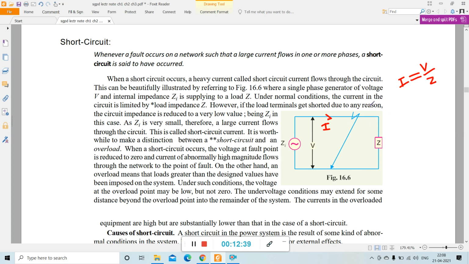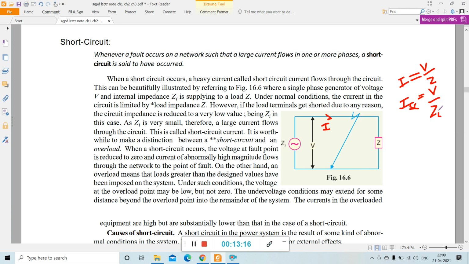But when a short circuit occurs across this load, the load is cut off at this time. When a short circuit occurs, a huge amount of current flows through this circuit. That current is now denoted as ISC. If the load is cut off, then ISC is equal to V by Zi. Here the internal impedance of the generator is Zi, so now the current is controlled by Zi.